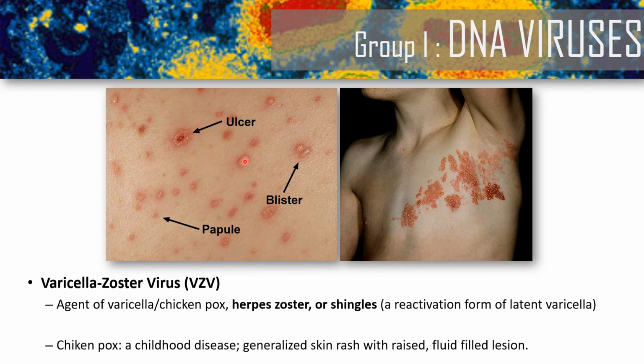Tapos kung merong reactivation, class, then you have your herpes zoster or shingles. A reactivation form of your latent varicella. So ito yung sinabi ko kanina, pag na-infect ka ng chickenpox nung bata ka pa, there would be a chance, di naman masyadong malaki yung chance, class, because not all the virus have the capacity to become latent. So if naging latent yung chickenpox mo, class, which is your varicella zoster virus during your childhood, tapos masyado ka nang stress ngayon, then you can have your shingles.